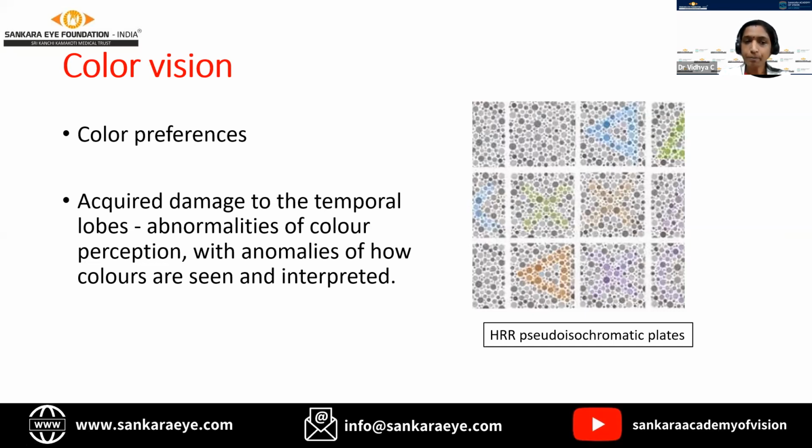Acquired damage to the temporal lobes can lead to abnormalities of color perception, with anomalies of how colors are seen and interpreted. Usually, we use the HRR pseudo-isochromatic plates to elicit the color vision in these children.